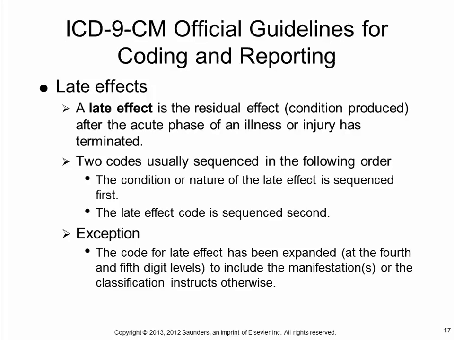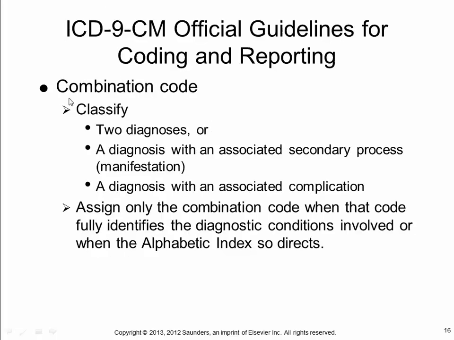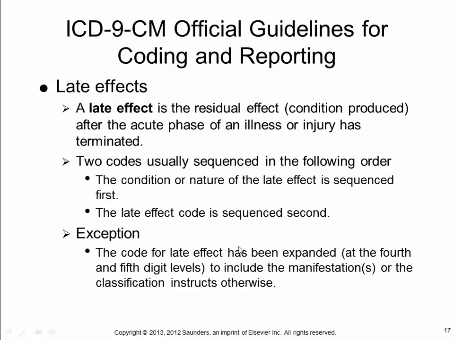The only exception to this is when the code for the late effect has been expanded, and this will be expanded at the 4th and 5th digit levels to include the manifestations. So if you have a code that's a late effect that has expanded to be a combination code, then you would only use one code. All right?